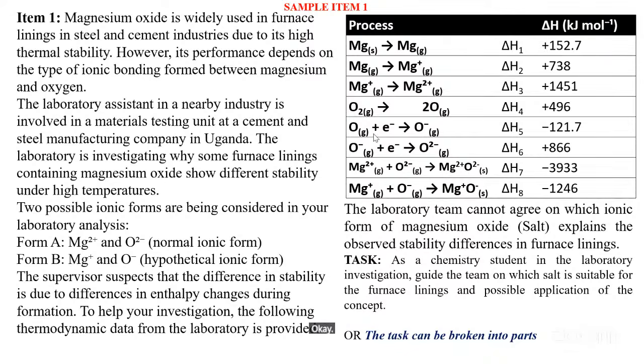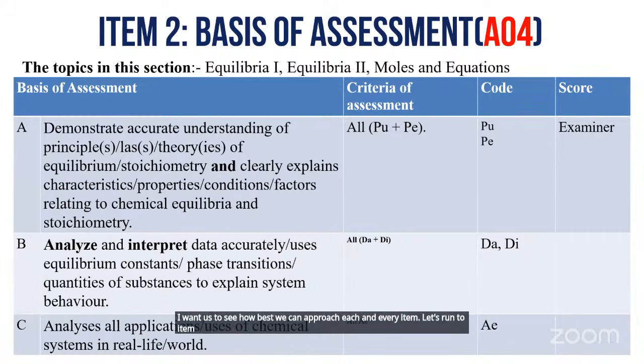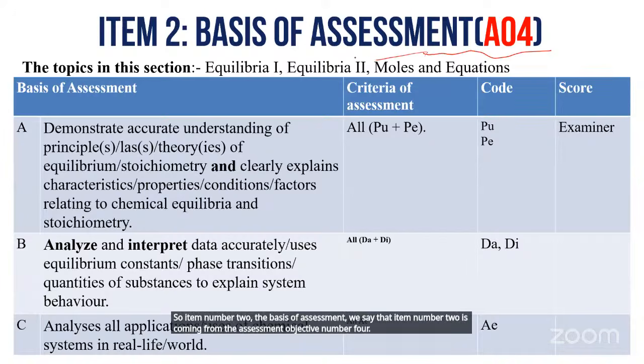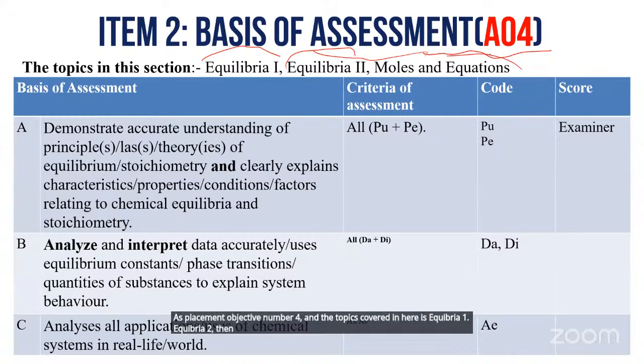Okay, so the response for this one, you're going to come back, since I want us to see how best we can approach each and every item. Let's run to item number 2, then we shall come back if we still have time to respond to each and every item. I believe that will be much better. So item number 2, the basis of assessment. We say that item number 2 is coming from assessment objective number 4. The topics covered in here are equilibria 1, equilibria 2, then moles and equations.